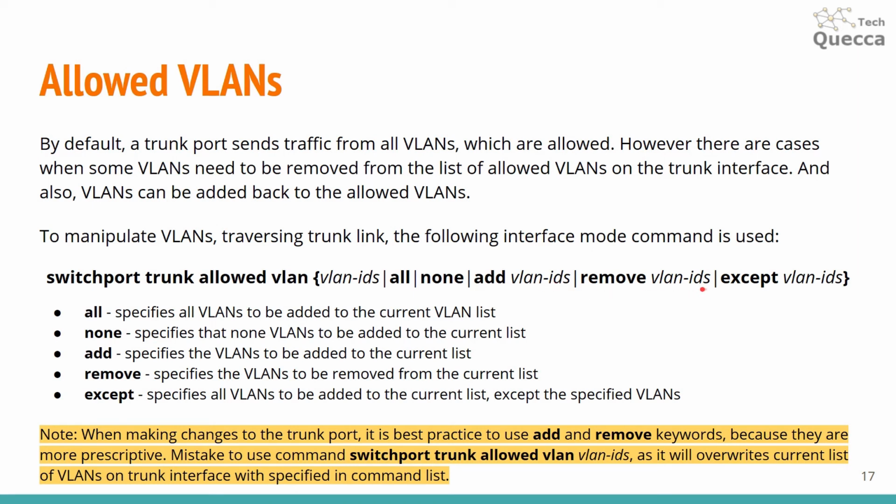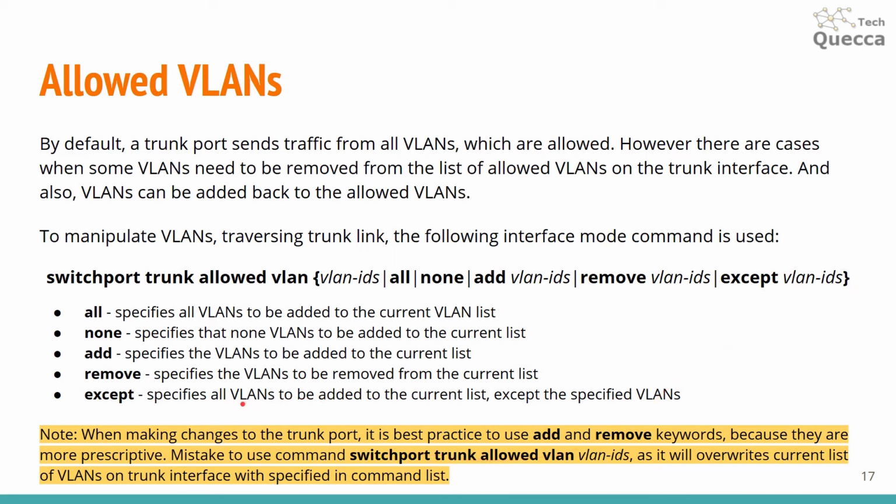Remove option with VLAN IDs specifies that these VLANs are to be removed from the current list. And except VLAN IDs, this option specifies that all VLANs are to be added to the current list except these specified VLANs.